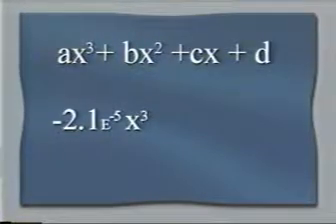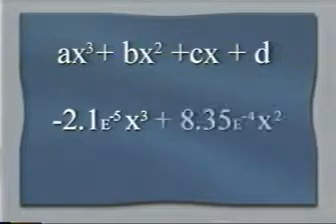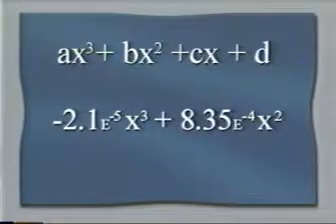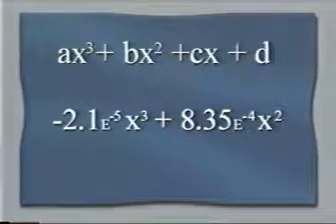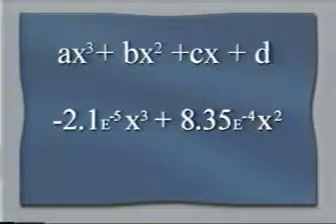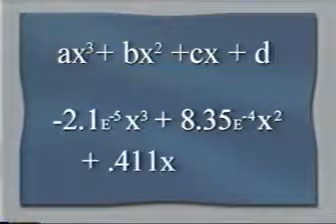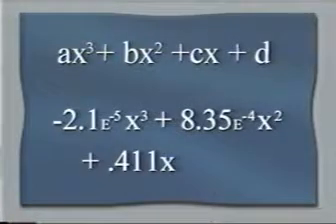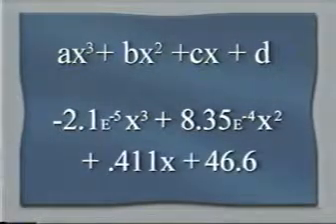Then we have our quadratic term. That is the term that's in front of the x to the second. And that is 8.35 with a bunch of numbers after it, but multiplied by e to the negative 4. Again, that is scientific notation for 10 to the negative 4, another very, very small number. Our linear term, in which a number is multiplied by x, here it is. And of course, that number is approximately 0.411. And finally, our last term, our d, which would be our y-intercept, and that is 46.6.